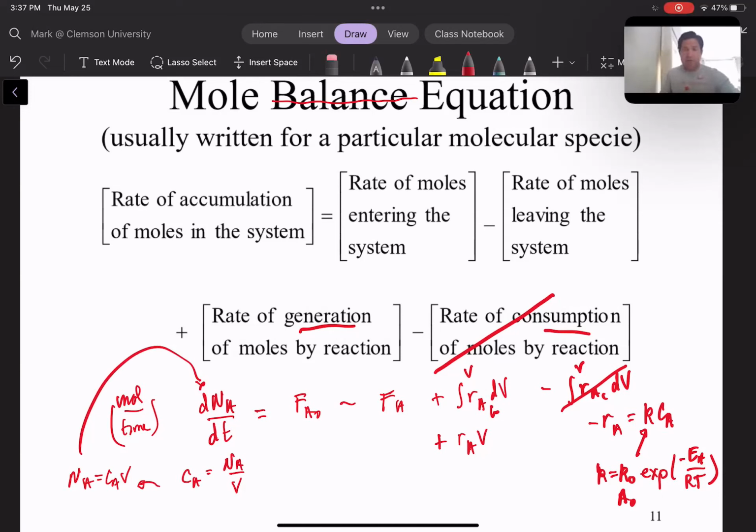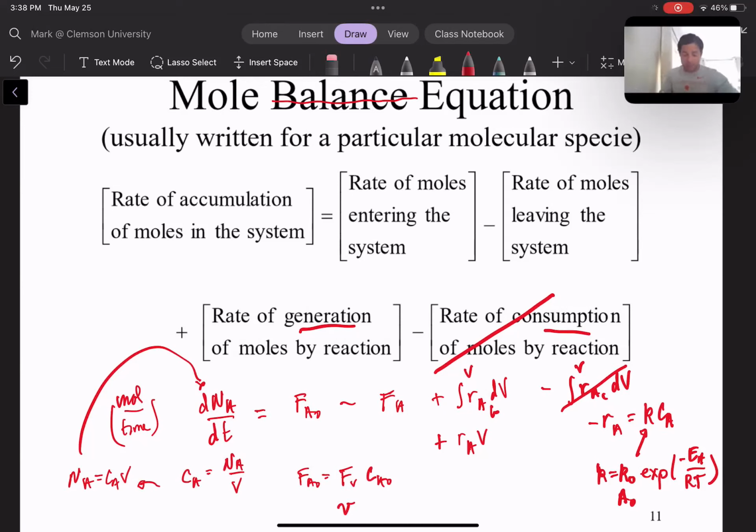Similar for FA0, we don't measure molar flow rates, but we can measure volumetric flow rates. So FA0 is going to equal the volumetric flow rate, which we can express as Fv. Fv is the volumetric flow rate, which is like volume per time, multiplied by concentration, which is moles per liter.